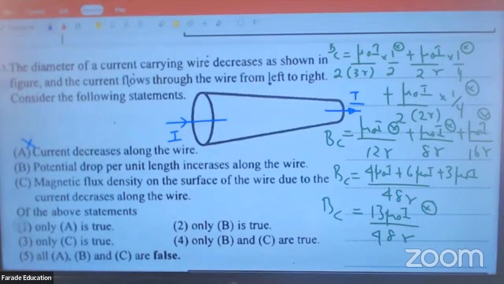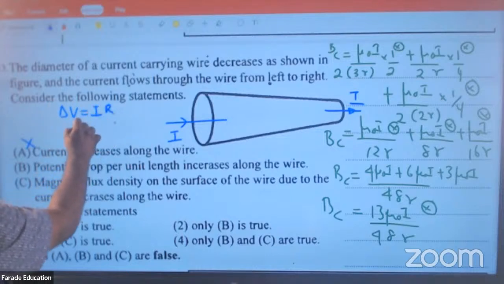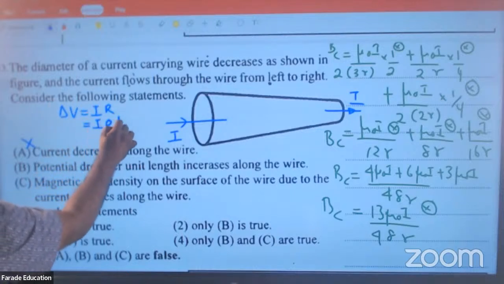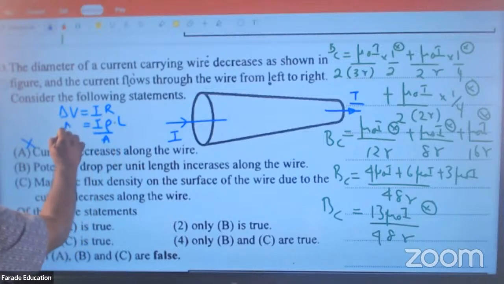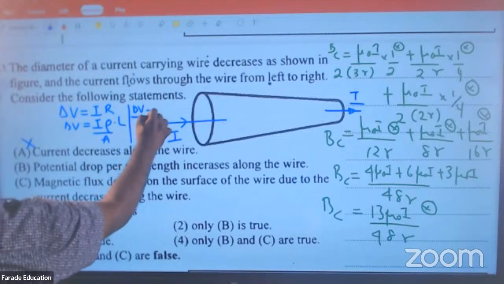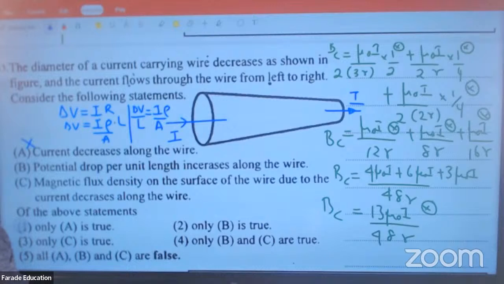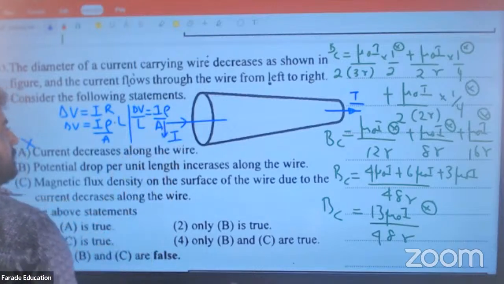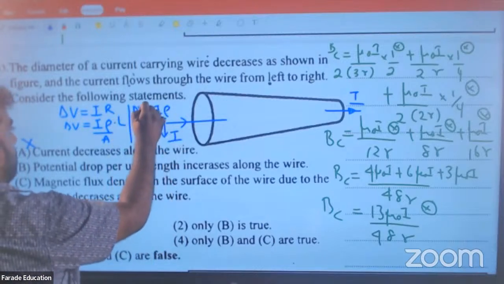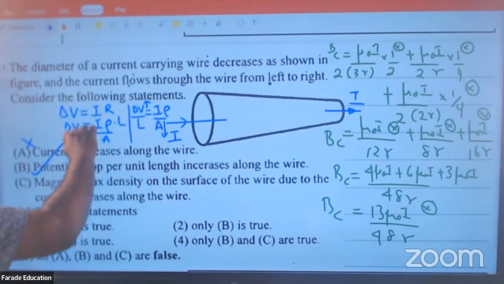Potential drop per unit length decreases from the wire. Right. Let's try V is equal to IR. Delta V is equal to IR. R is rho L over A. Potential drop per length is delta V over L, which is I rho over A. Current is same, resistivity same, area reduces. Potential drop per length will what? Increase. Potential drop per length increases, correct. B is correct.